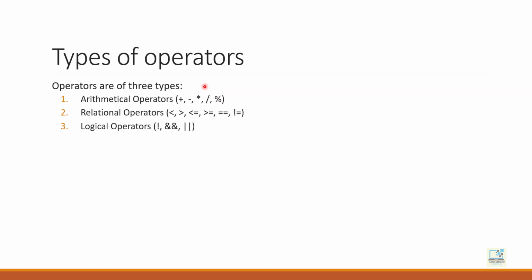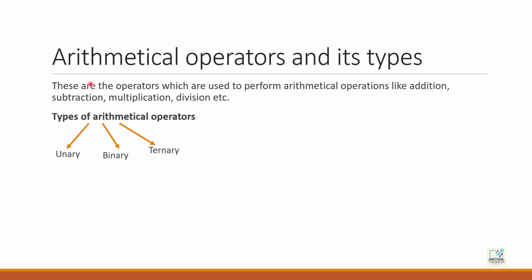Types of operators. Operators are of three types: arithmetical operators, relational operators and logical operators. I will be explaining each one of these in detail. We will start with the arithmetical operators and its types. These are the operators which are used to perform arithmetical operations like addition, subtraction, multiplication, division, etc. There are three types of arithmetical operators. We have the unary, binary and ternary. Unary means 1, binary means 2 and ternary means 3.